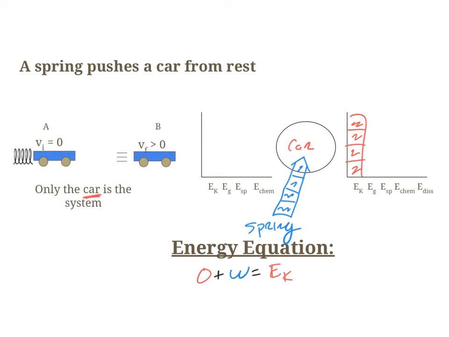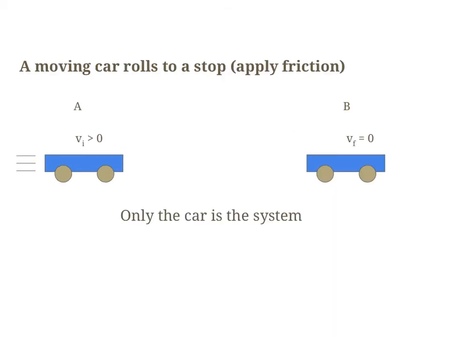Okay, so we're going to go through a couple more examples and see if they apply here. So if we have a moving car rolling to a stop when friction is being applied, and I tell you that the car is the system, initially we have a velocity greater than zero, and finally we have no velocity. So we're going to go ahead and see what happens when we draw a bar chart for that.